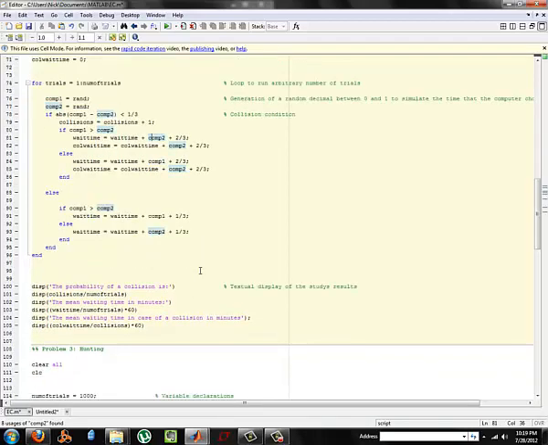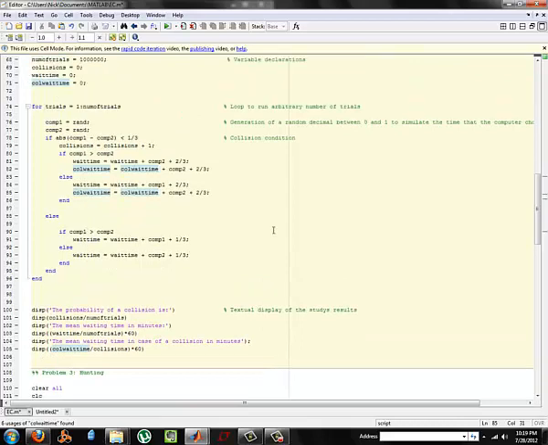And I just got cumulative wait times and cumulative collision wait times. These only appear in the collision case, so that we can get a mean value for that. Then we take the total wait time divided by the number of trials. In this case, this is the total collision wait time divided by the number of collisions.